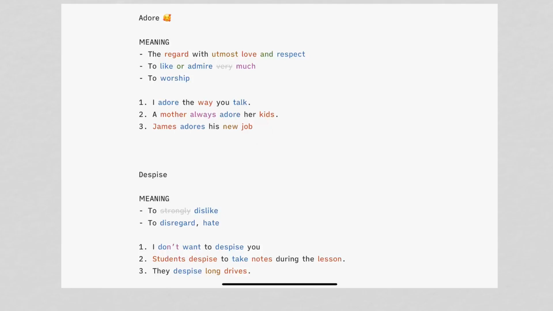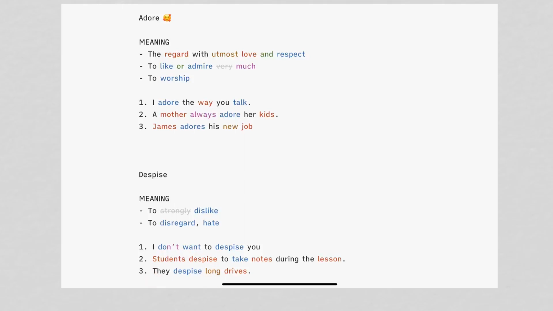And the last one, opposite to the meaning of adore, is despise. Despise means to dislike or disregard or hate someone. I don't want to despise you. Basically in this sentence, he's trying to say that he doesn't want to hate the other person. Students despise taking notes during the lesson.